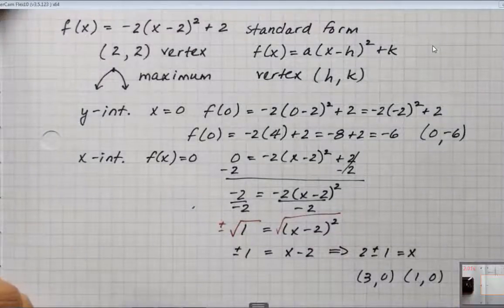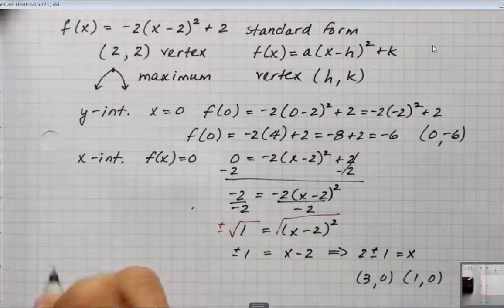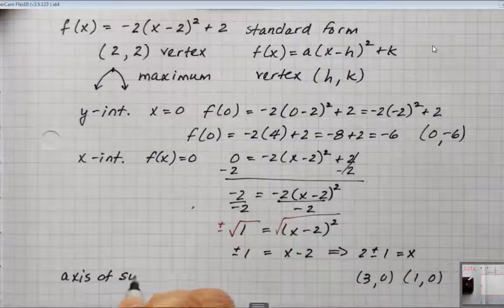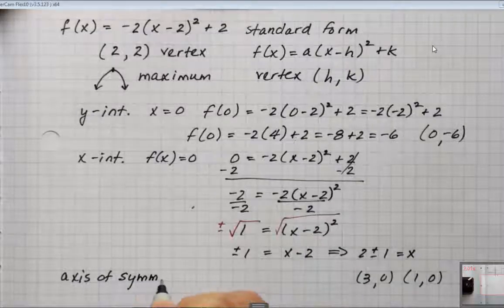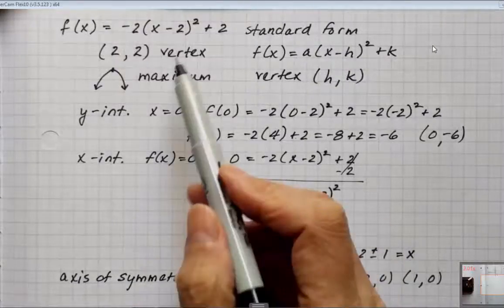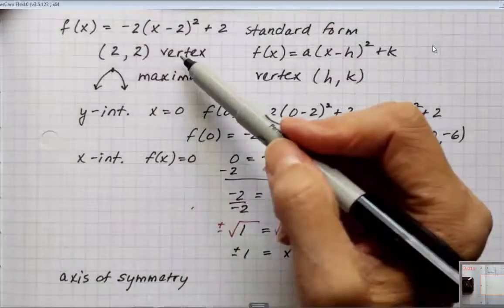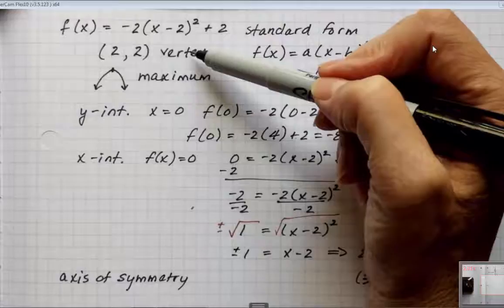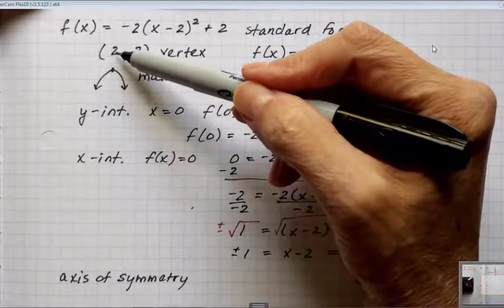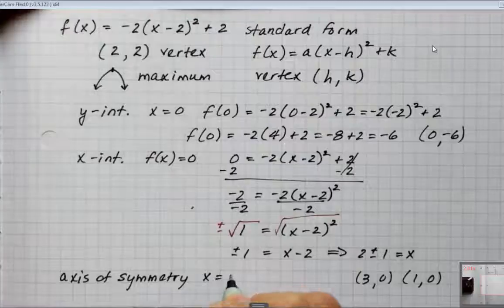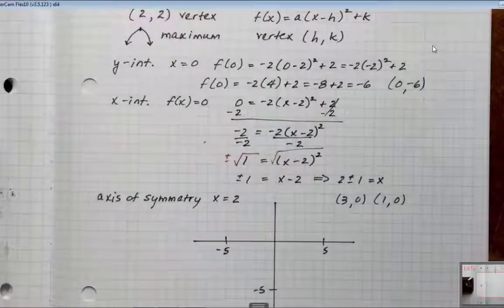I'm going to start graphing, but before I graph, I'm going to have to figure out what my axis of symmetry is. And my axis of symmetry actually goes back up to my vertex. The axis of symmetry is a vertical line through your vertex, and it's going to have the equation x equal whatever the x coordinate of your vertex is. So x equals 2 is my axis of symmetry. I'm going to use all the information I have now to go ahead and graph.